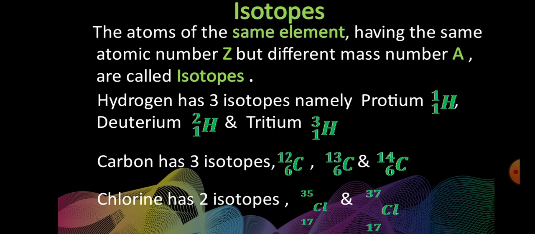See the examples of hydrogen. It has 3 isotopes: protium, deuterium, and tritium. Each isotope has the atomic number Z as same as 1, but the difference lies in the mass number A.